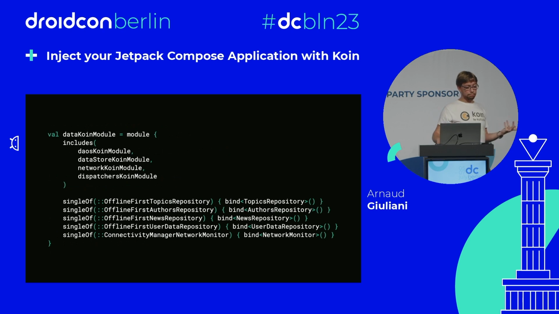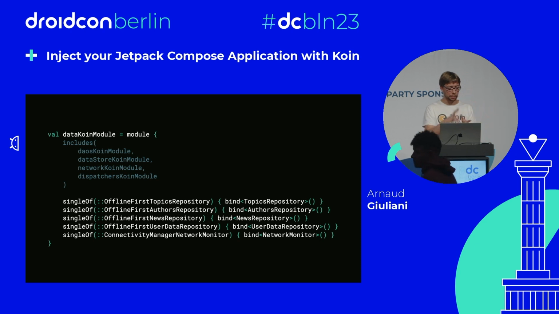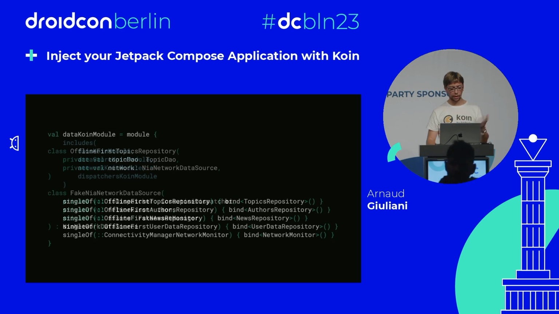And then, finally, we have everything for our data module and all the repository. You see that we just say single auth the repository, the instance of the class that we create, and bind the interface we would like to bind. It's really direct, and then we have all the elements.